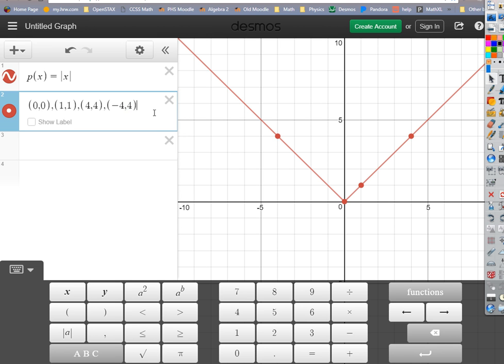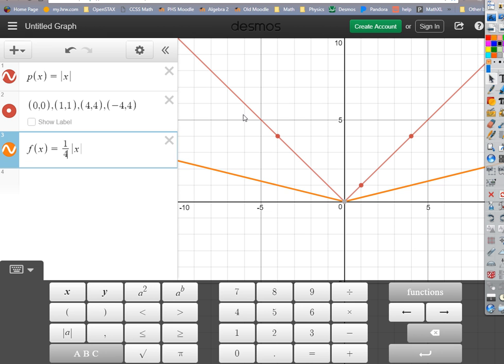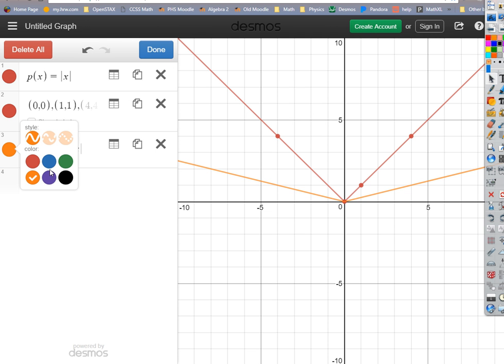Okay, so now though, we want to do a couple things. Let's write f of x, and let's do two things to this. Let's take our absolute value function, and we're going to do two things to it. First of all, let's multiply by 1/4. Okay, so if I multiply by 1/4, look what that does. Let's change the color here too. Let's make that blue. How about?